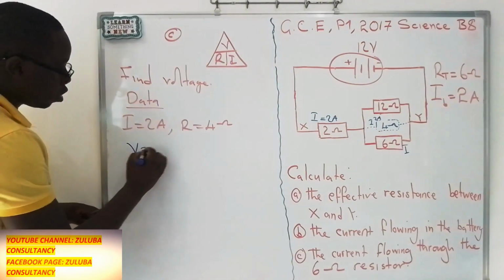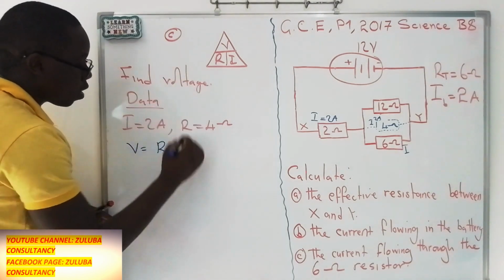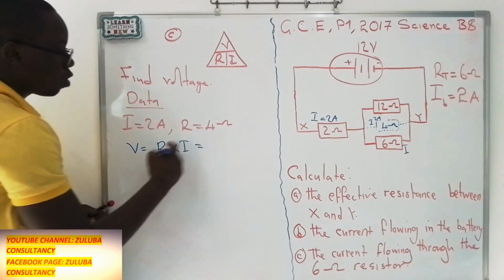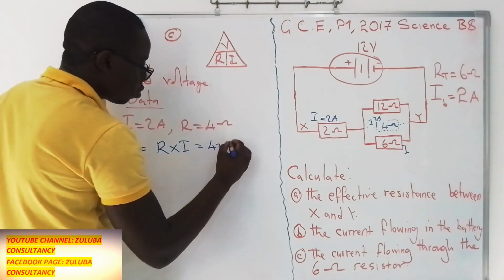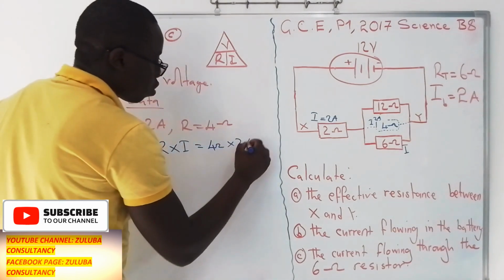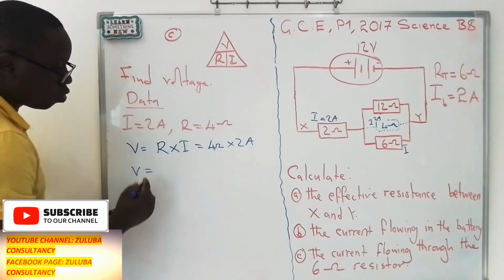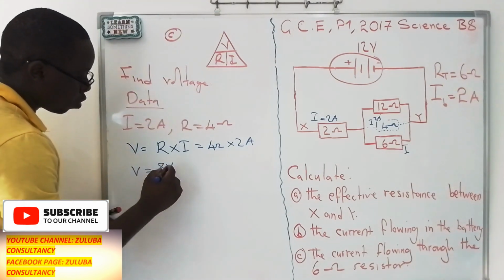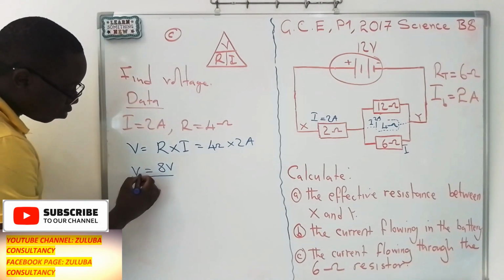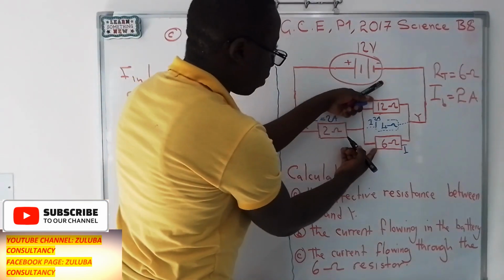So the voltage is equal to, we are saying, resistance multiplied by current. So resistance is 4 ohms. Then we are multiplying with 2 amps. We are saying voltage here will be equal to 8 volts. So this is the voltage that is reaching the parallel circuit here.